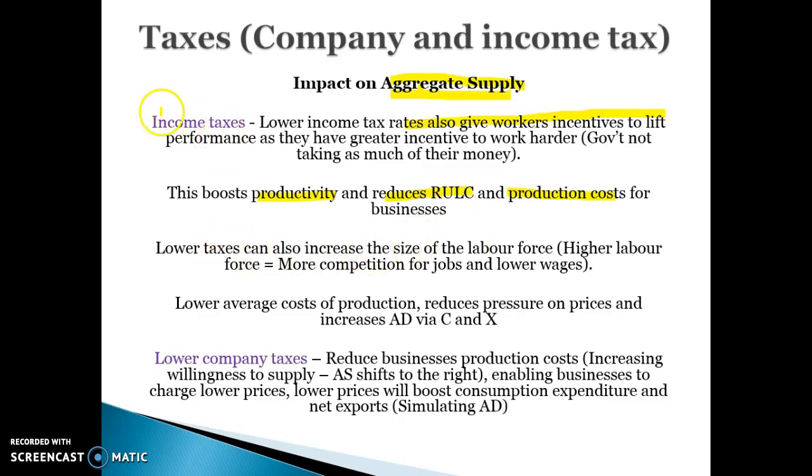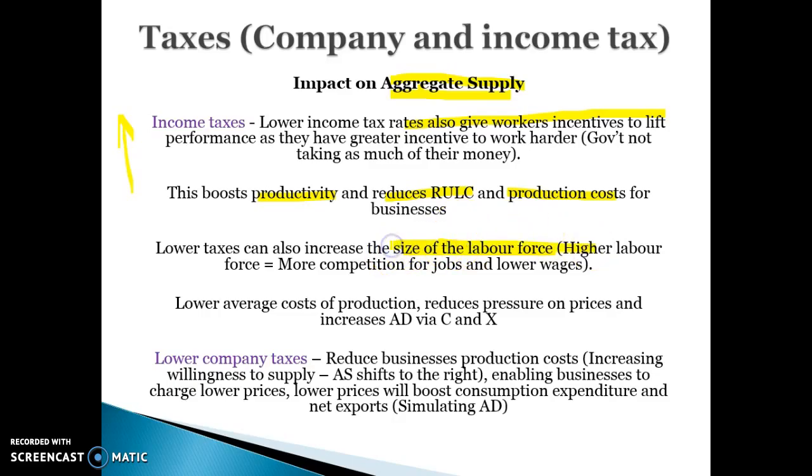The other reason lower taxes boost supply, other than just productivity and people working harder, is that it increases the size of the labour force. So with lower taxes, more people are willing to join, more people are willing to work. So for example, let's say a single mother that just had a baby. If she knows that she's going to get taxed 30% of her income, she might decide, no, I'll stay at home with the baby. But if she knows that she's going to be taxed at a lower rate, she'll be more likely to re-enter the workforce because she knows she's going to get to keep more of her money. So lower taxes increase the size of the labour force.